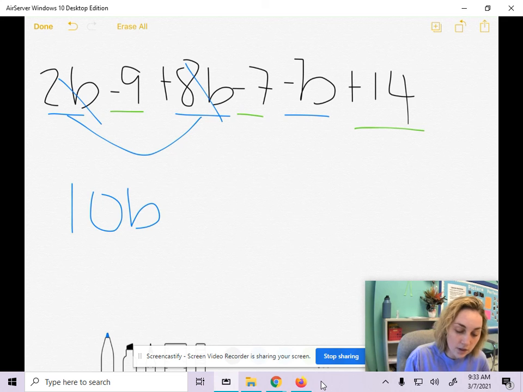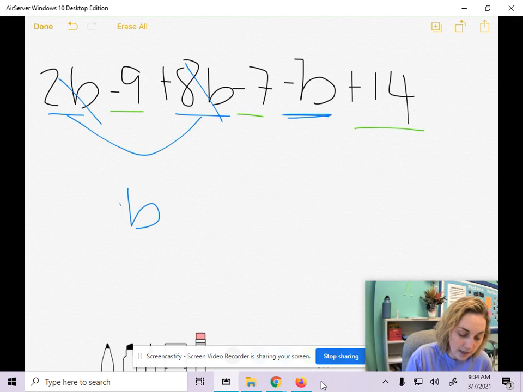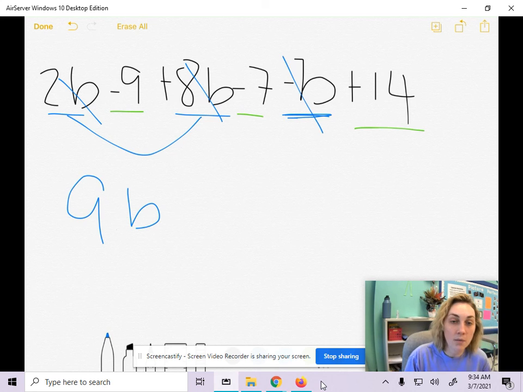So I already took care of those, and then I need to subtract 10b by minus 1b. So 10b minus 1b, well, I'm going to go ahead and erase this. 10b minus 1b is going to give us 9b, so I went ahead and used that. And then I can combine the rest of my like terms. I have negative 9 minus 7, which is going to give us negative 16.